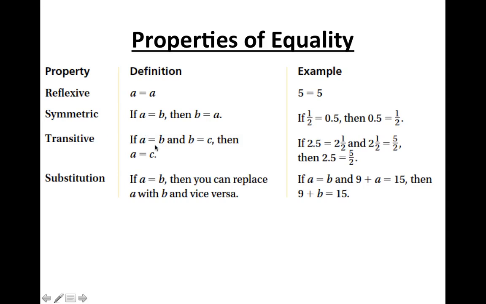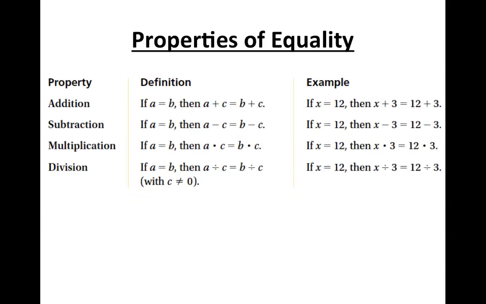Transitive property: if you have a equal to b and b equal to c, then we can say a is equal to c. If you notice, the last part of the first equation and the first part of the second one are the same. So if we cross those out, we'll get our final result, a equals c. And then substitution. If a equals b, then you're going to replace a with b and vice versa. So anytime you see a, you can replace it with b, or anytime you see b, you can replace it with a.